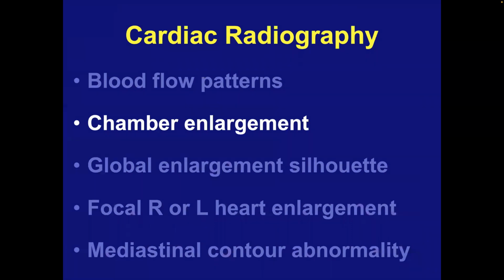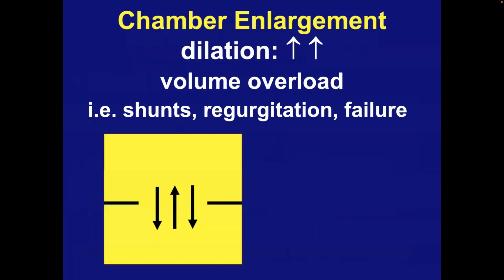Okay, so those are the pulmonary blood flow patterns that we can see on a radiograph. How do you tell if a cardiac chamber is big? Before I go into the specific chambers, I want to emphasize what I consider to be the cardinal rule of cardiac imaging. And that is that the heart responds to volume overload by dilation.